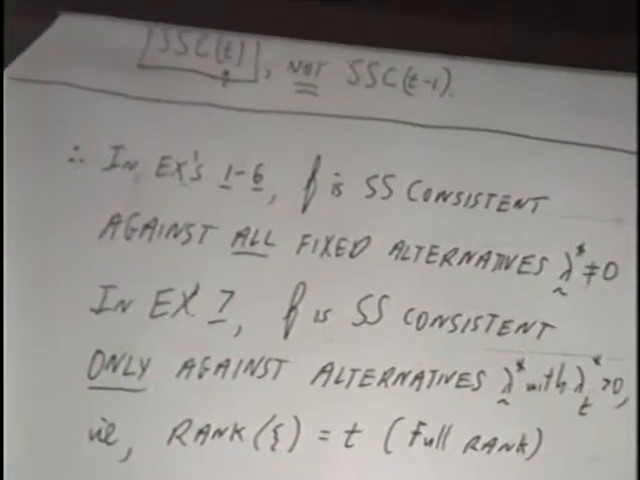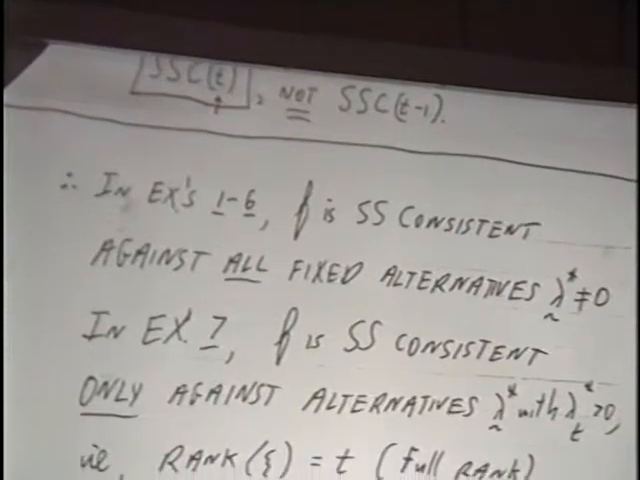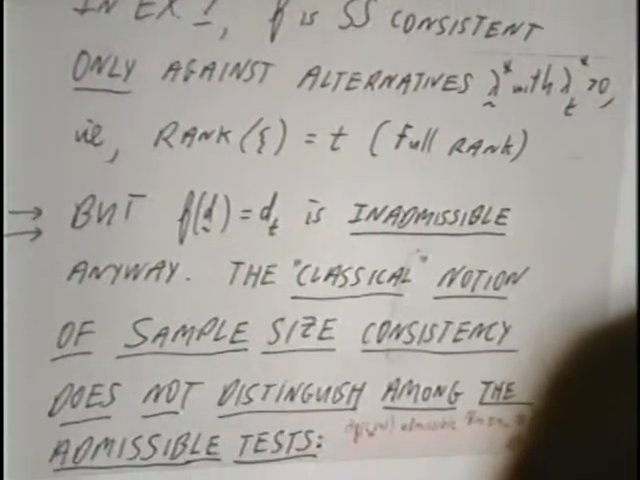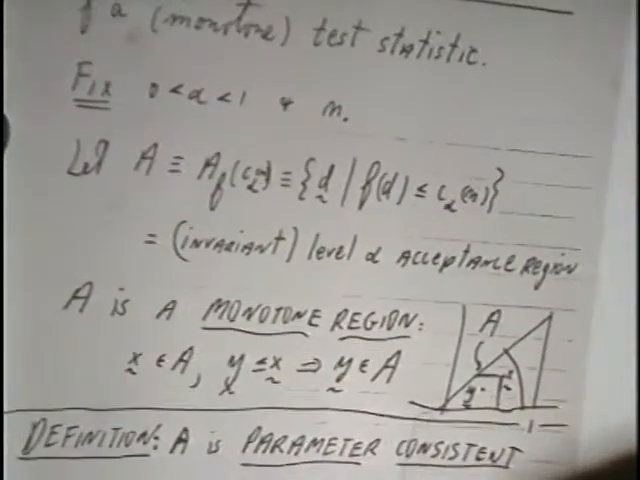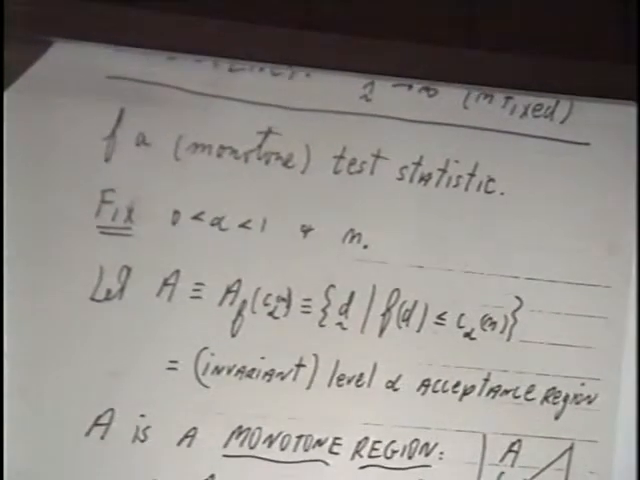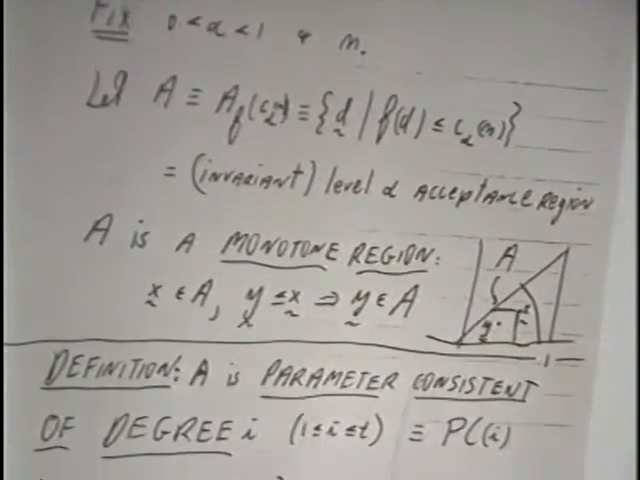The point is that the classical notion of consistency does not distinguish among invariant admissible tests. All admissible tests, statistics, are sample size consistent. So like the notion of unbiasedness, ordinary classical consistency does not serve to distinguish among invariant tests. Well, we have a new notion, however, perhaps new, of consistency which does distinguish. We've called that, for want of a better term, parameter consistent.